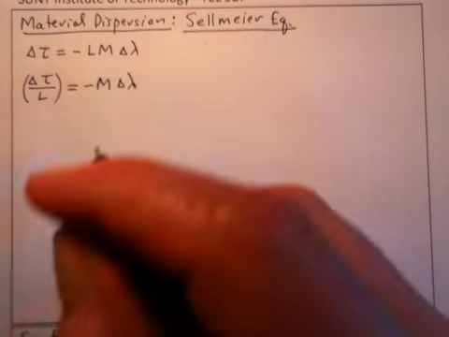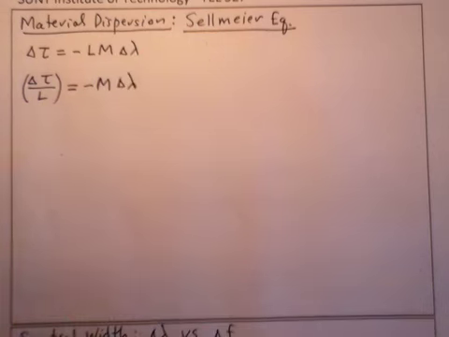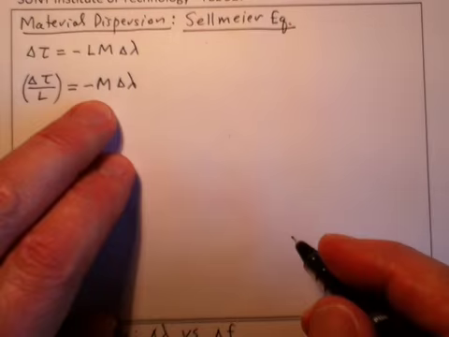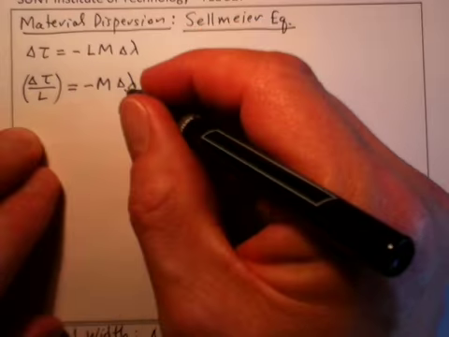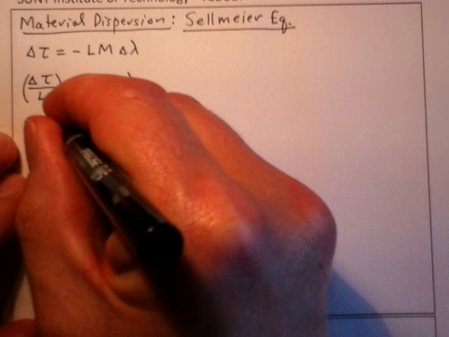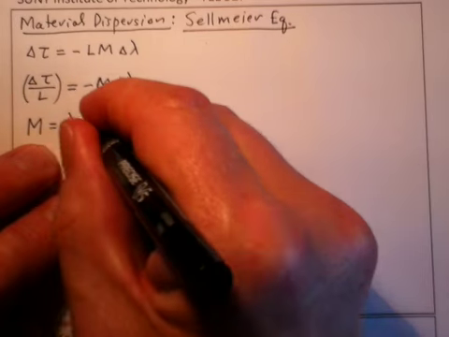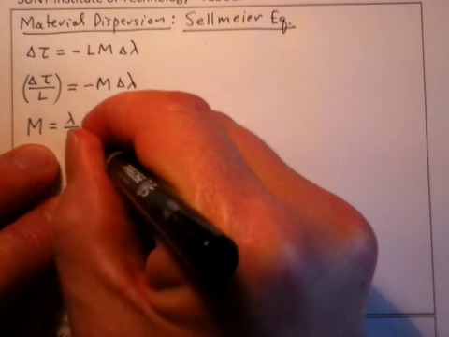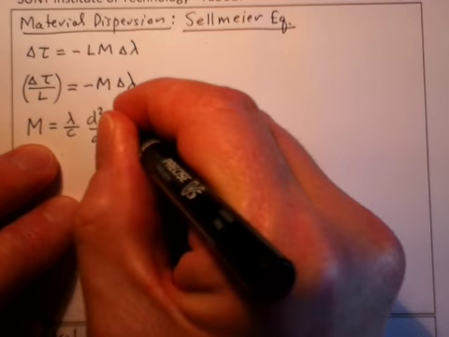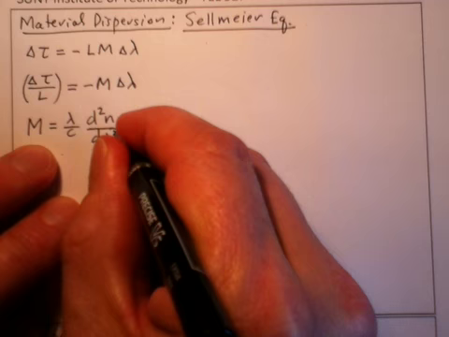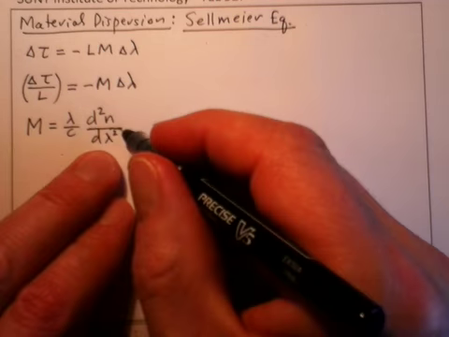And this m is non-zero because of the dependence of the silicon oxide, that is the glass's refractive index, on wavelength, and it turns out it's proportional to the second derivative because of some details regarding group velocity of pulses. This is the material dispersion.